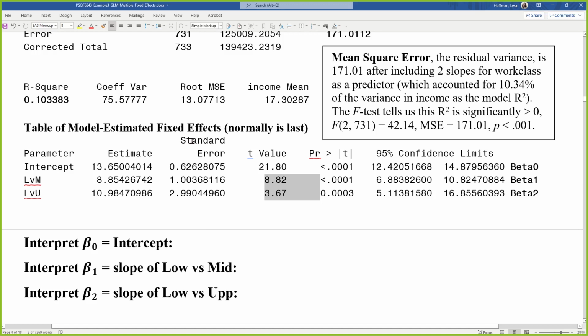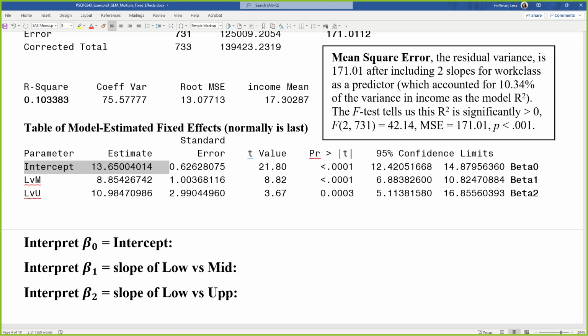Okay, so let's do some math in our heads. If I want to know what the model says the predicted outcome is for the intercept, I don't have to do any math. The low group is the intercept, it's right here.